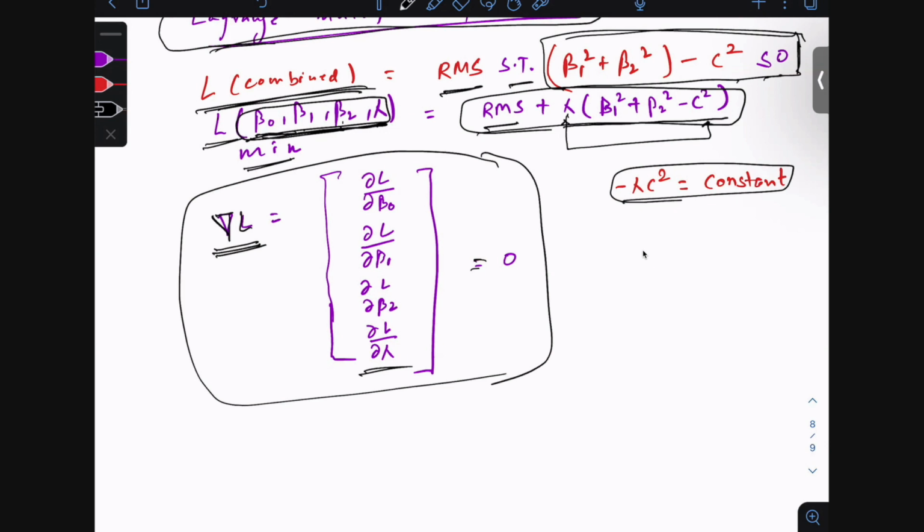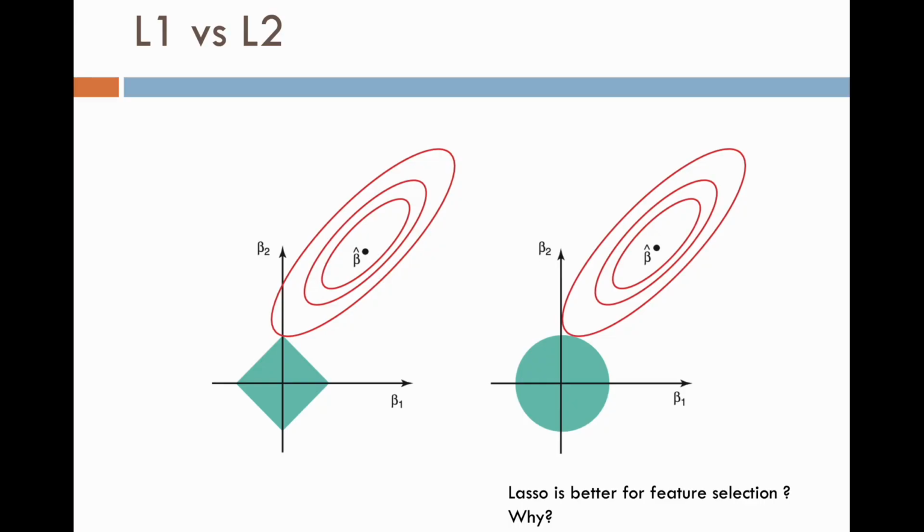And when we solve that, this is the way actually it is solved, right? But we are going to use the open source packages and all, but typically this is solved using Lagrange multipliers, right? Now let's try to understand the difference between L1 and L2 loss, right?